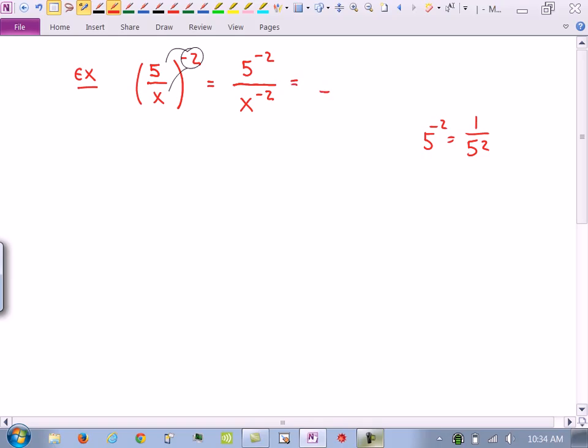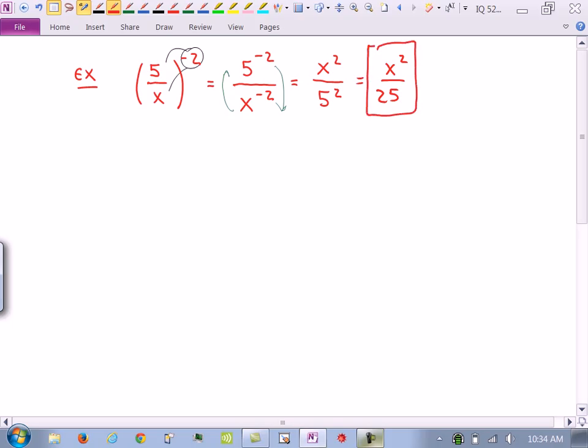So I'm going to take the 5 to the bottom, make it squared. I'm going to take the x to the top, make it squared. Bottom one came up, top one came down. Now, on the top, x squared, you can't do anything to it, right? But what about the bottom? 25. So the answer is x squared over 25.